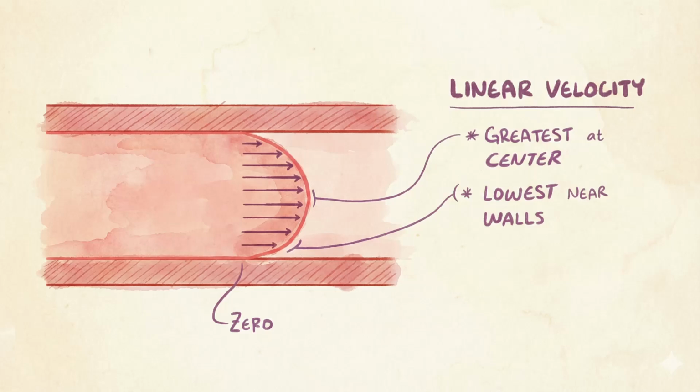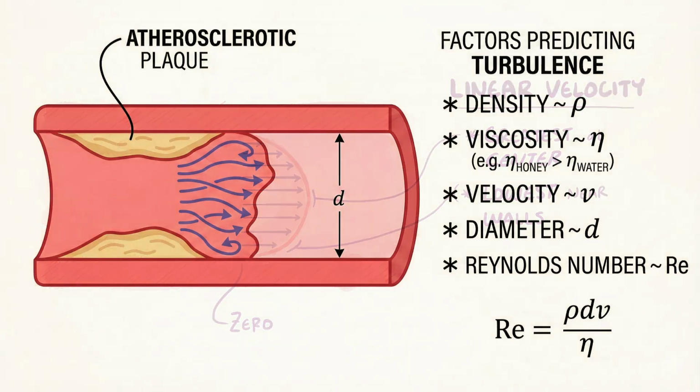If everything's moving like it should and the blood flow is laminar, the linear velocity of the blood, how fast it's moving in a straight line, is greatest in the center of the blood vessel and lowest near the walls of the vessel, dropping to 0 at the wall. Sometimes, though, blood flow is disrupted, like if it has to pass by a crusty old atherosclerotic plaque along the wall, which reduces the diameter of the blood vessel at that point and causes turbulence.